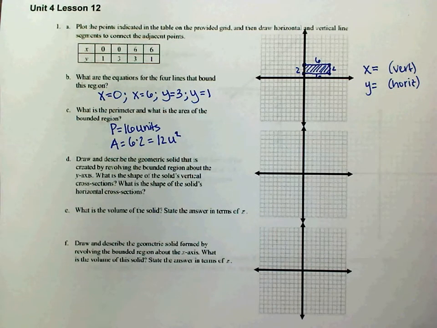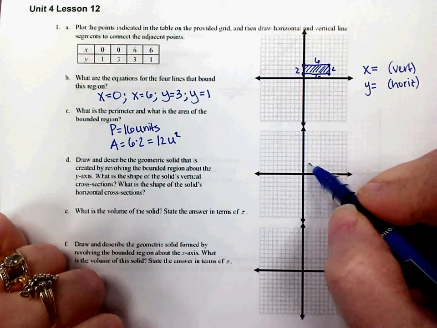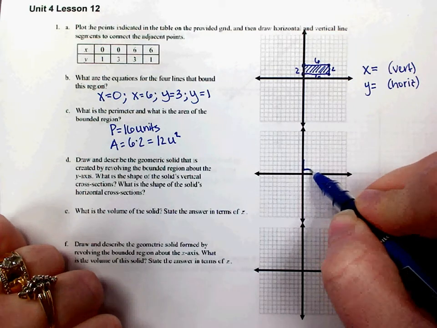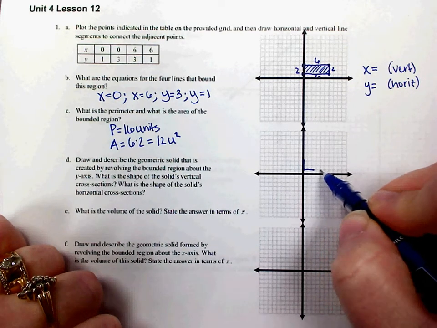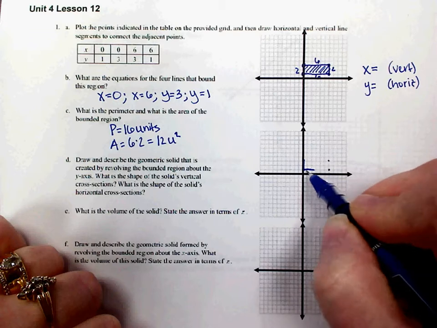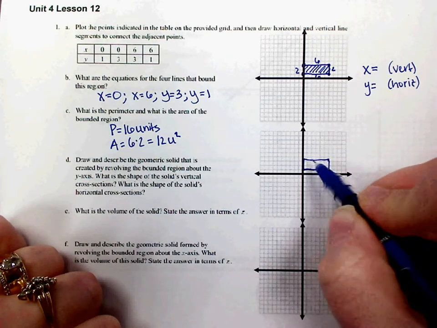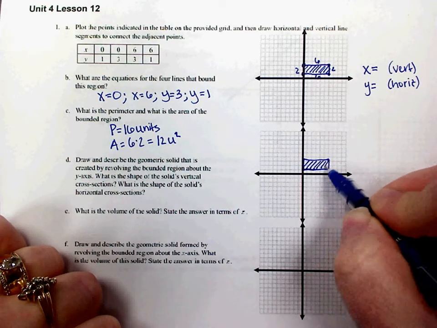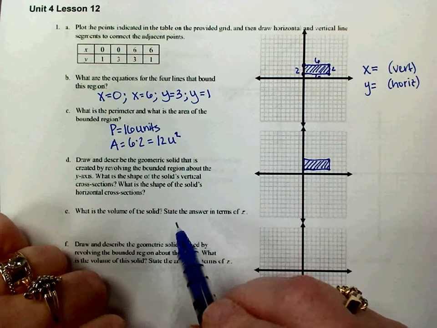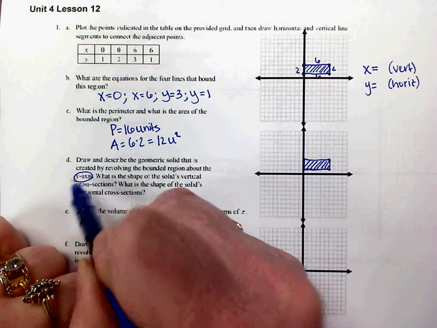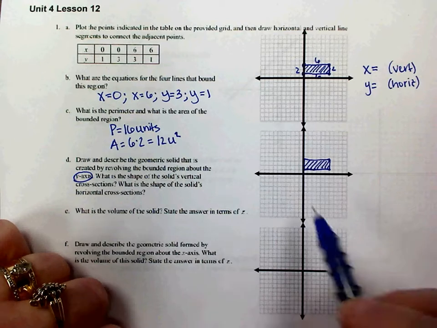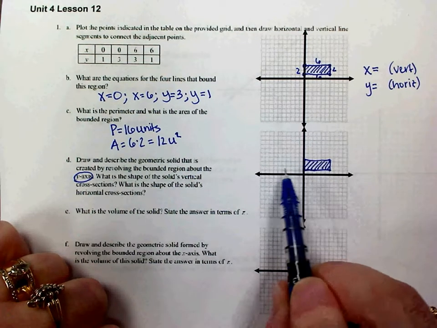Part D says draw and describe the geometric solid that is created by revolving the bounded region about the y-axis. Okay, so I'm going to redraw my rectangle since I labeled everything there. Going over 1, 2, 3, 4, 5, 6. And we've got to pay attention to what line we're revolving around. We're revolving around the y-axis in part D.